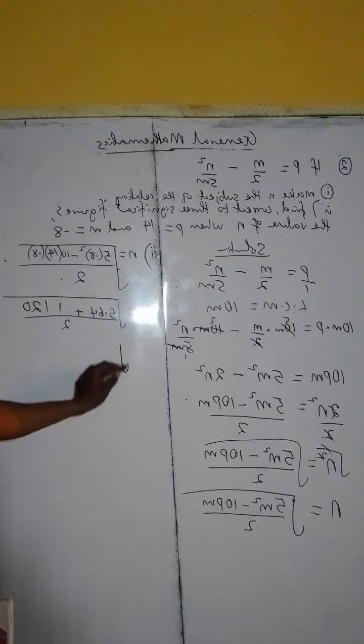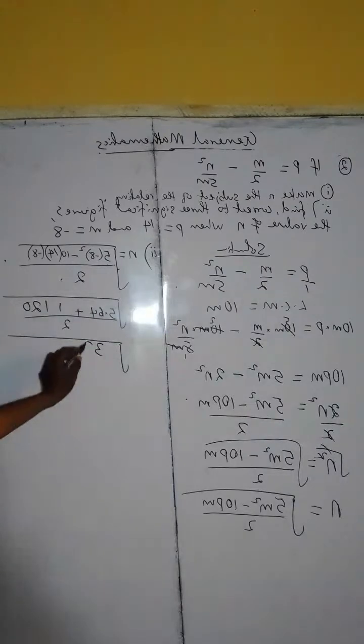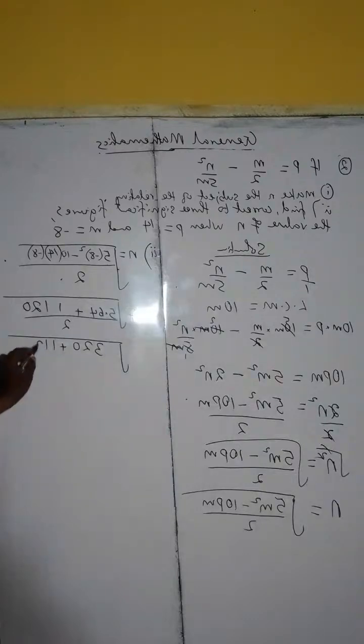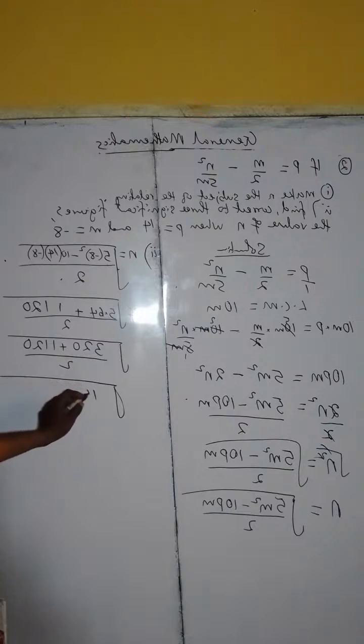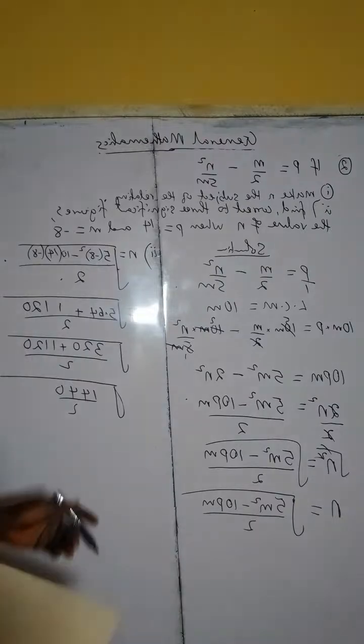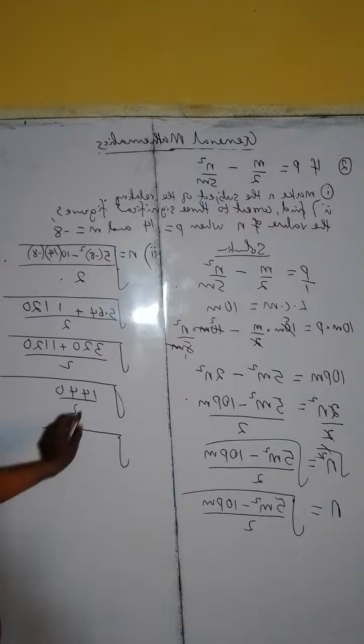So we have square root of 320 plus 1120, then over 2 here. And when we add this together, 320 here plus this here gives us 1440. So we have square root of 1440 then over 2. Now we can check for this, that this is the same thing as square root of 720, since 2 goes here.